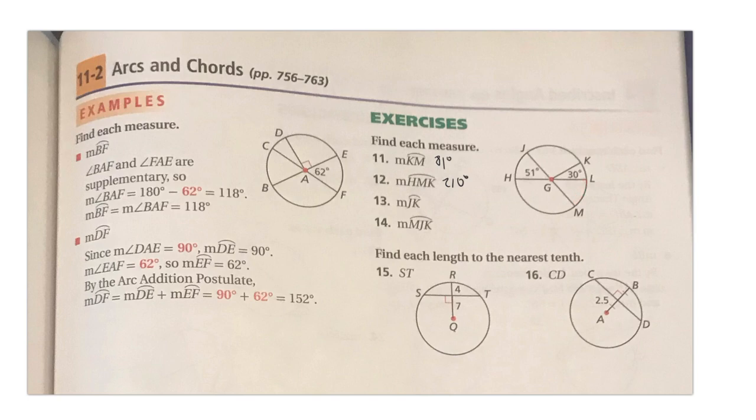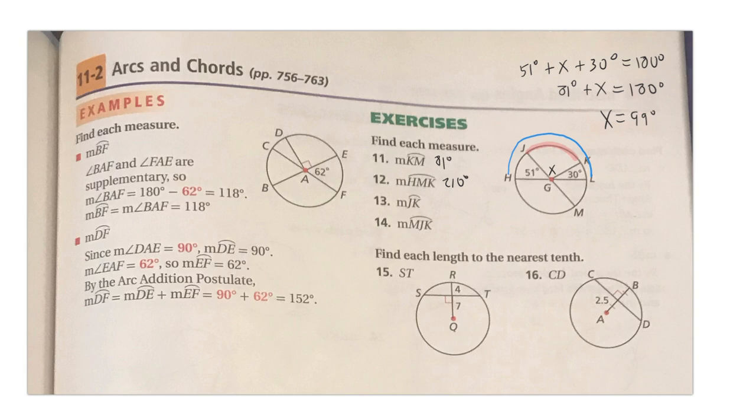Looking at problem number 13, the measure of arc JK. JK, that's right here. So it's the case that the entire blue arc is 180. So it should be clear that 51 degrees plus, let's call this x, plus 30 degrees is going to equal 180. Therefore, it's the case that 81 degrees plus x equals 180. Subtracting 81 from both sides will give us x equals 99.